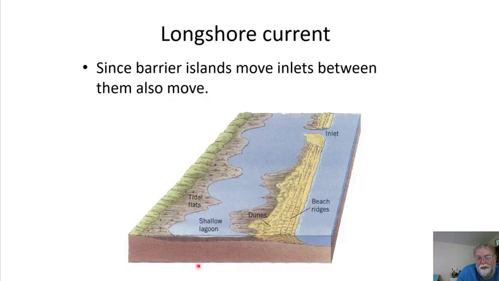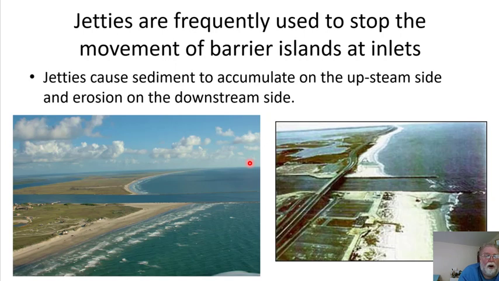And once again, the barrier islands move, the inlets in between them move. We already talked about that. So how do we keep these things from moving? Well, we build jetties, right? And all of the inlets around Pinellas County have jetties, if there's any infrastructure in them at all. Here's the problem with jetties, though. They tend to accumulate sand on the upstream side relative to the longshore current, and you tend to get erosion on the downstream side, right? You can see here, I've got a much wider beach here than I do here. And so you want to be very, very careful what you do on the downstream side of these barrier islands.